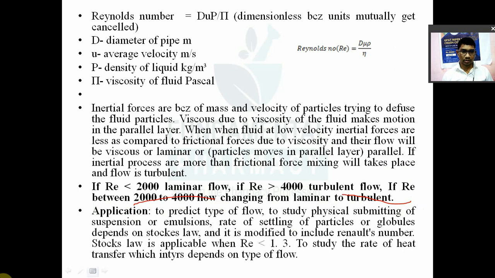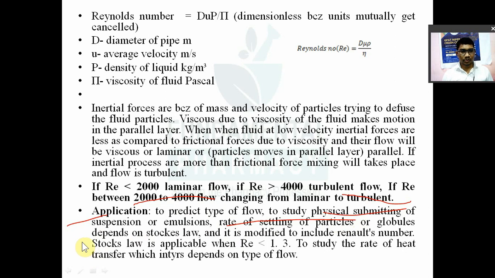So what is the application of this Reynolds number? It is used to predict the flow of fluid, to study the physical stability of suspension and emulsion, the rate of settling of particles in the suspension, or the rate of settling of globules in the emulsion. That depends on the movement, whether it is a laminar movement or turbulent movement.